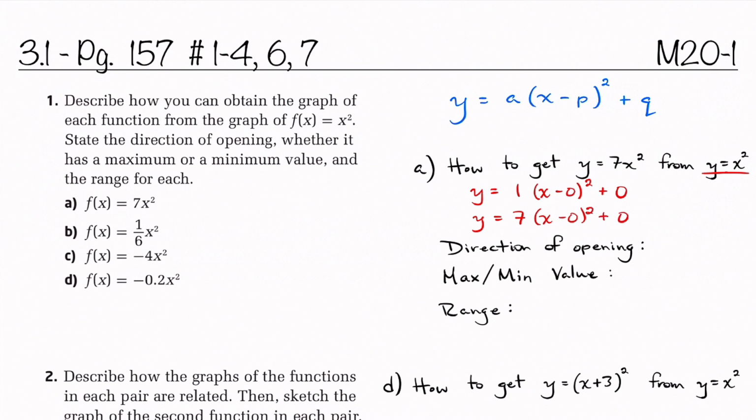So if I was going to describe how we went from this one to this one, this has just changed from a 1 to a 7, and that number there, the A, that was a vertical stretch. So it's been vertically stretched by a factor of 7.